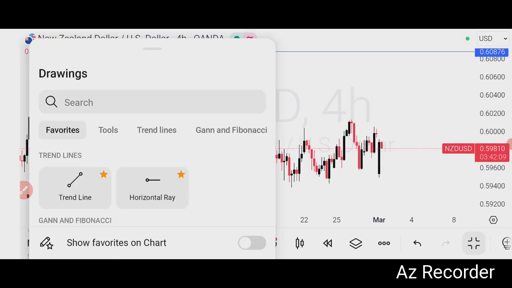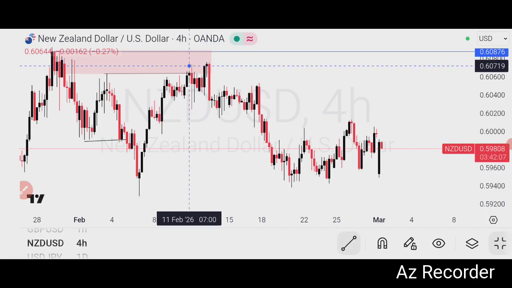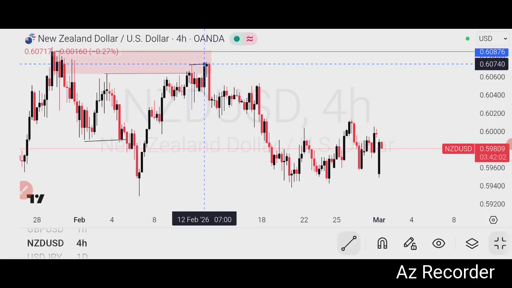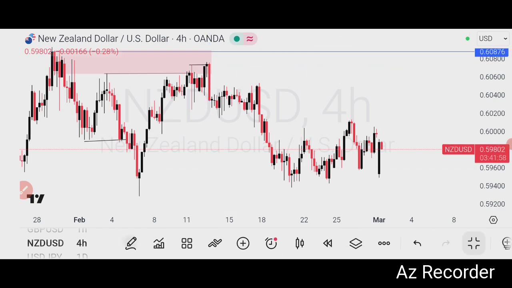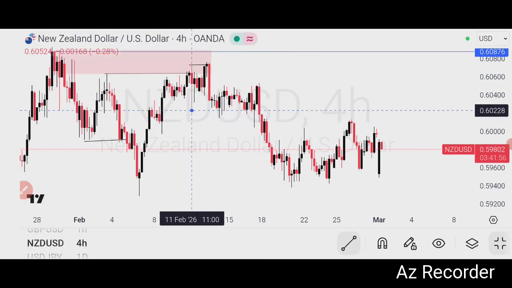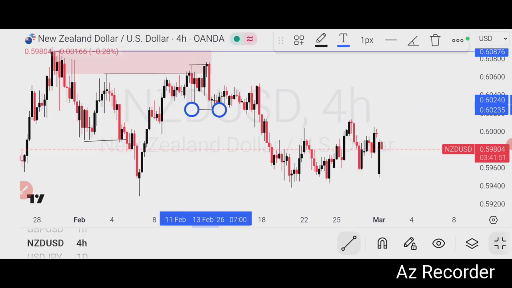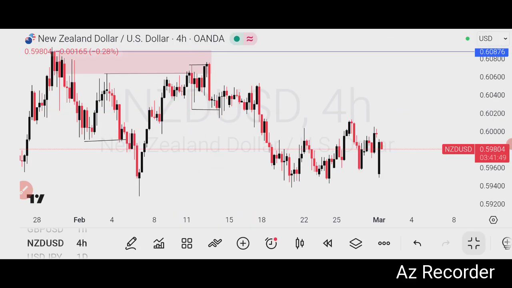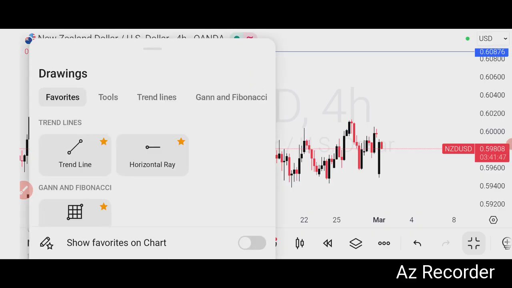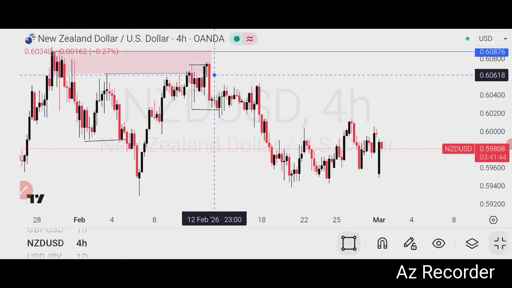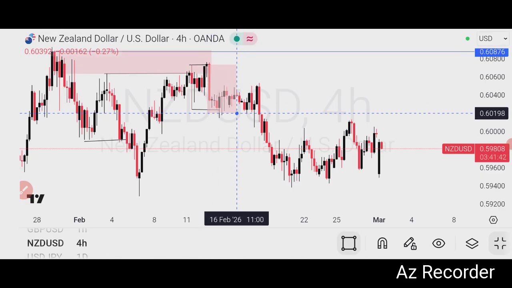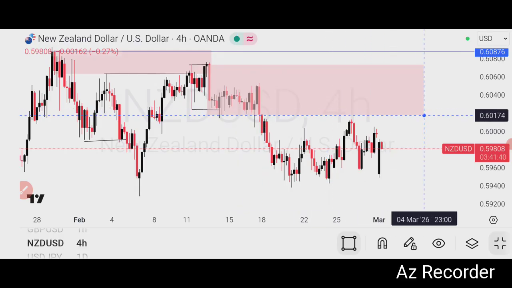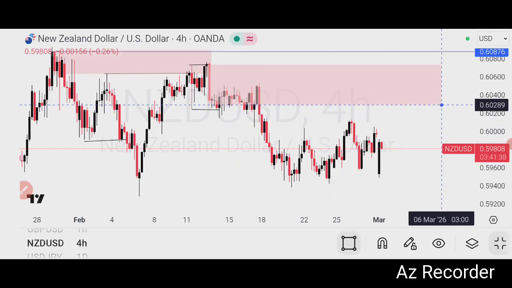We had another liquidity block here. This is a liquidity block. We had a sweep and a break of structure. So since we have a sweep and a break of structure, it means that everything here from this high to this break of structure is my what? Is my liquidity block.